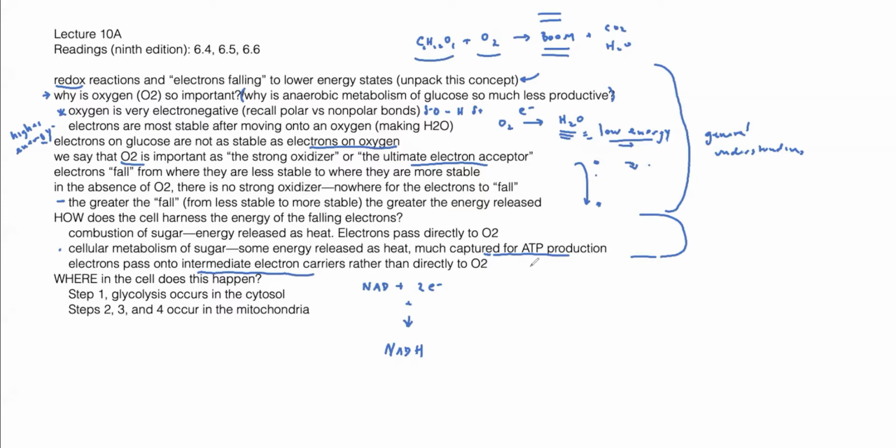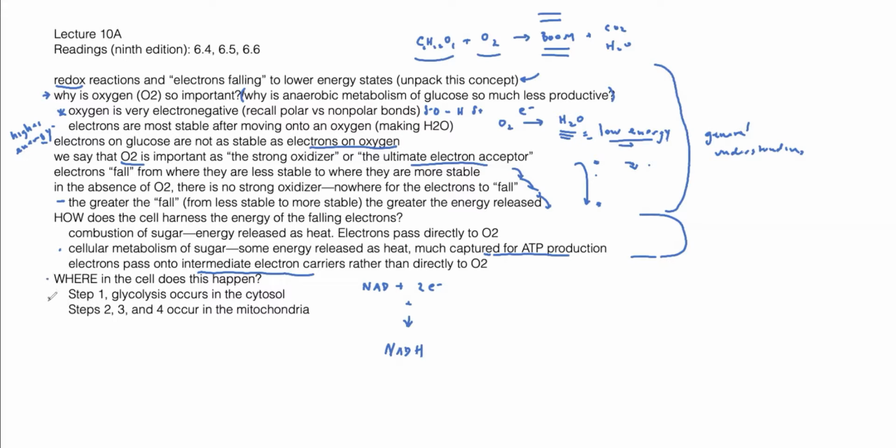So it is kind of like the same process. The electrons are falling, but instead of falling in one gigantic boom, we're having them fall in smaller steps. And by having them fall in smaller steps, we're able to get ATP out of the process.